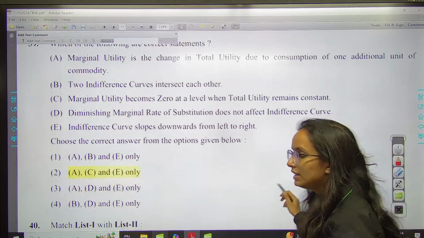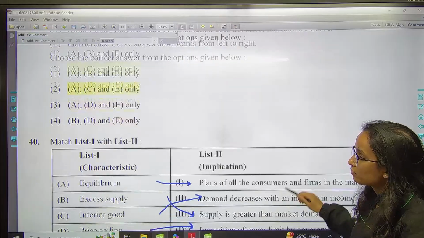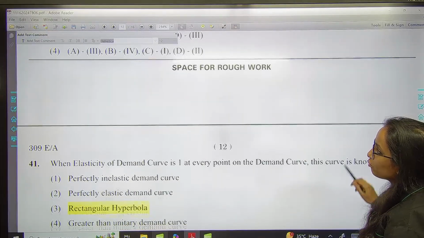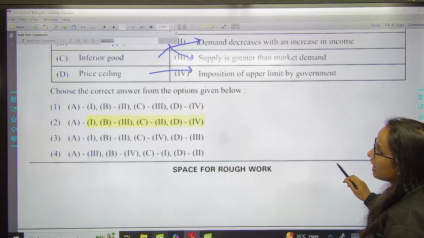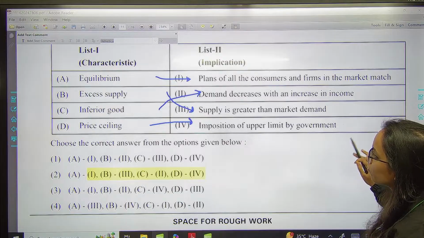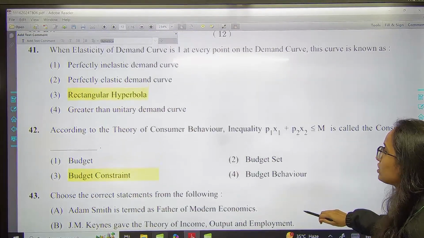That means utility and indifference curve and budget constraint are important topics for you. Again, match the following, where they have asked you inferior goods and what is price ceiling, what is equilibrium. So match the following kind of questions they have asked. Then they have asked questions on elasticity also.